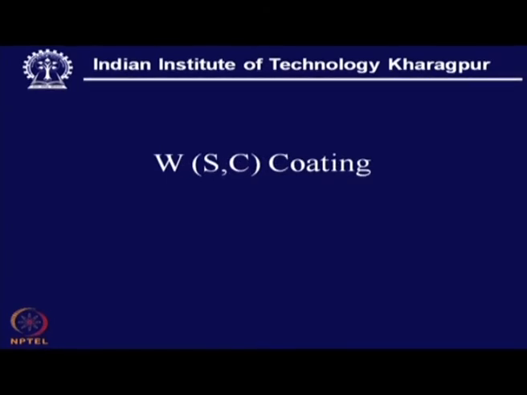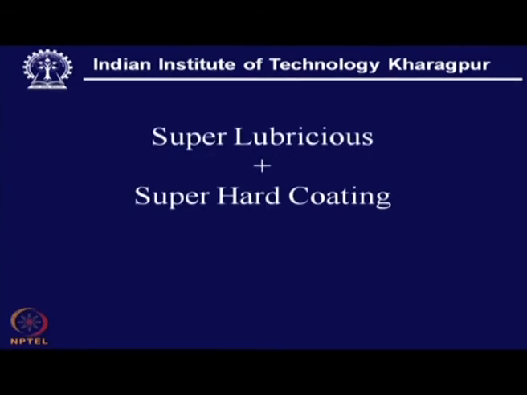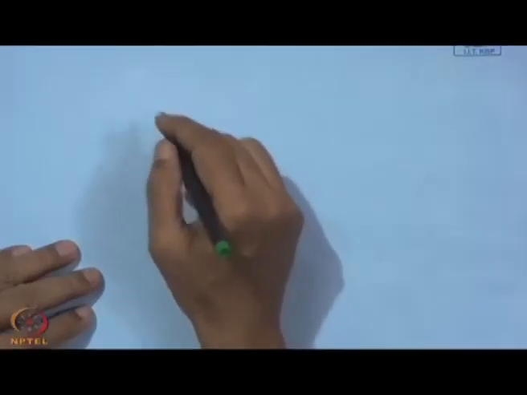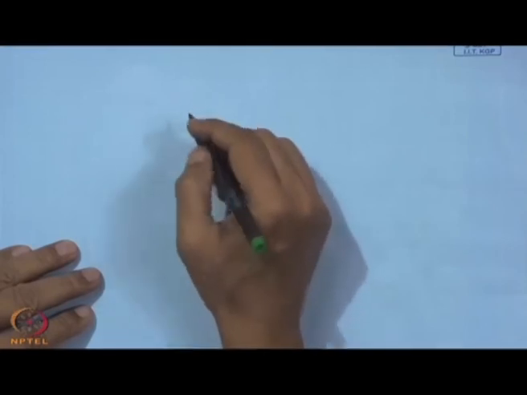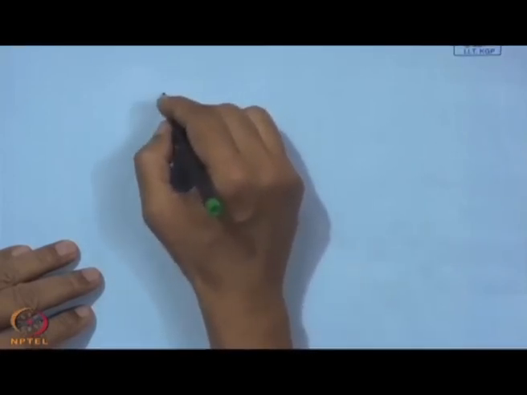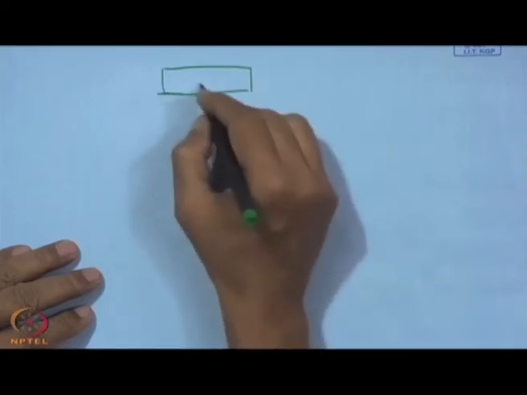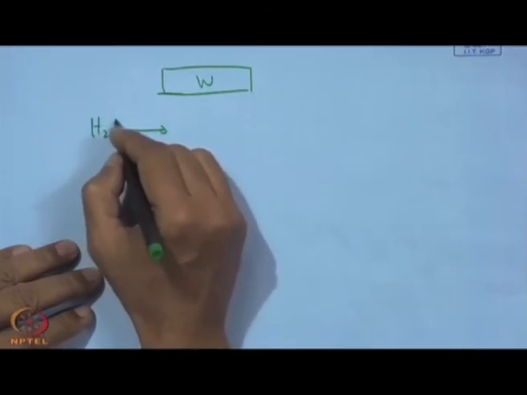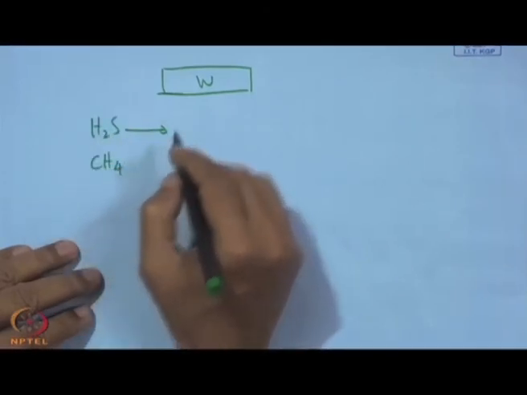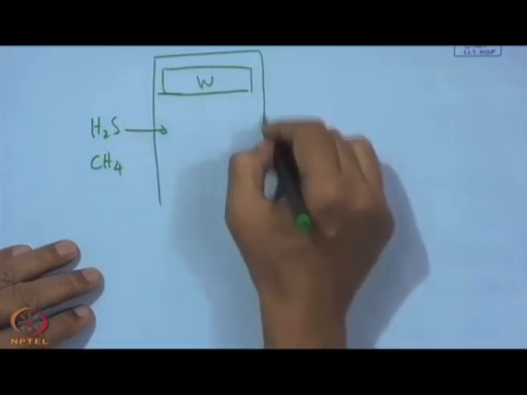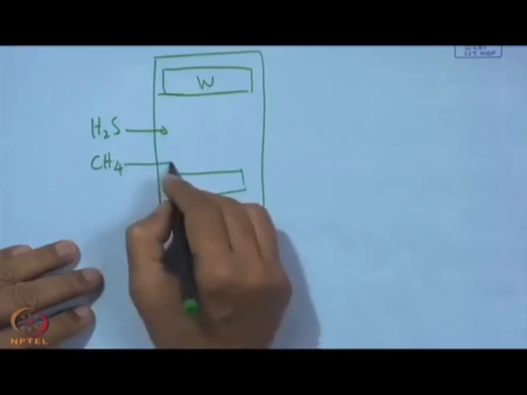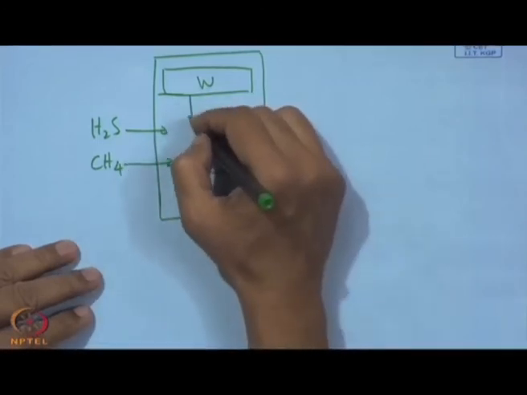Now, this is one of the most upcoming coatings. Here we have a matrix of carbon, so it is a co-deposition of tungsten. It is something like this: a tungsten target, and we have admittance of H2S and CH4 inside this deposition chamber, and this is the sputtering of tungsten.